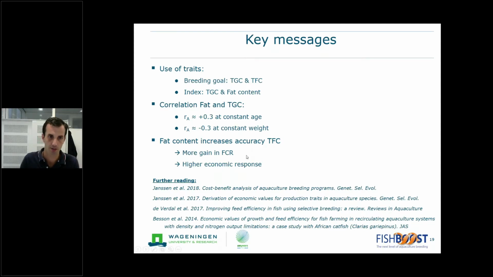If we include fat content in the selection index, we get a higher accuracy in the estimated breeding values for thermal feed intake coefficient, and thereby we generate more genetic gain in feed conversion ratio. And that increases the economic response to selection, although there are differences between species.